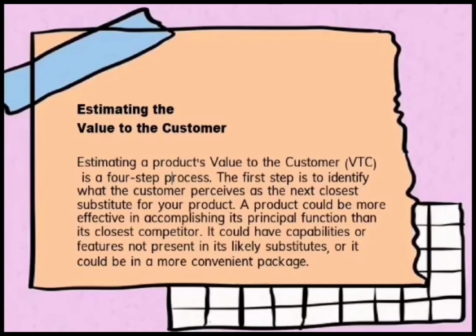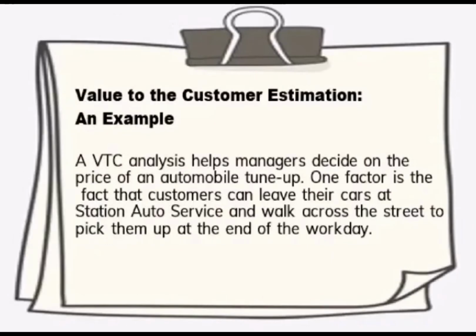Estimating a product's value to the customer, or BTC, is a four-step process. The first step is to identify what the customer perceives as the next closest substitute for your product. A product could be more effective in accomplishing its principal function than its closest competitor. It could have capabilities or features not present in its likely substitute, or it could be in a more convenient package. Value to the customer estimation. An example: a BTC analysis helps a manager decide on the price of an automobile tune-up. One factor is the fact that the customer can leave their car at the auto service station and walk across the street to pick it up at the end of the workday.